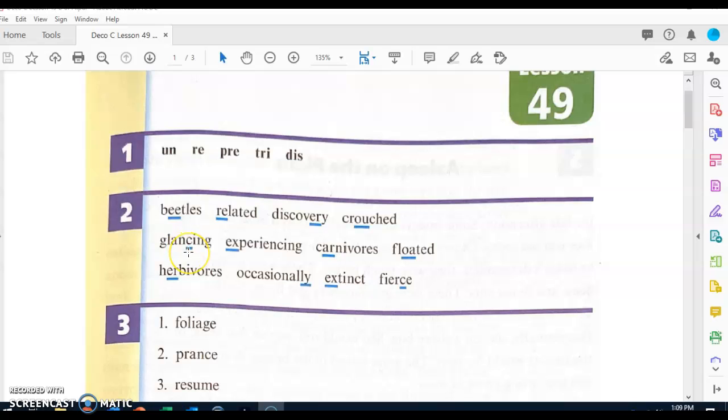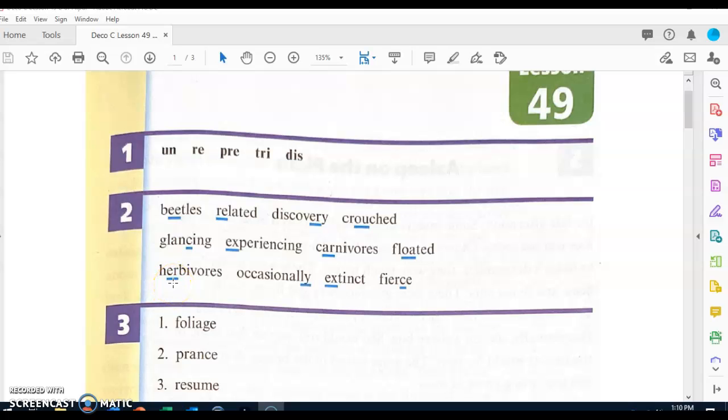Next word. What's the underlined part? What word? Glancing. Next word. What's the underlined part? Ex. What word? Experiencing. Next word. What's the underlined part? R. What word? Carnivores. Next word. What's the underlined part? O. What word? Floated.